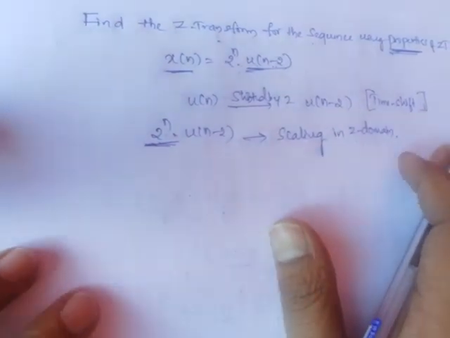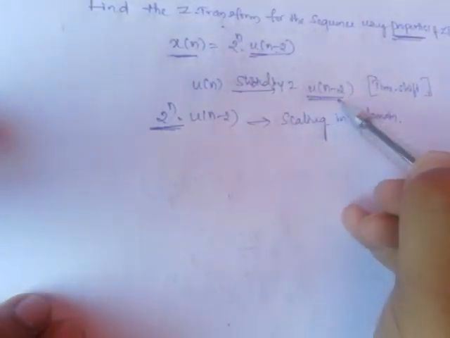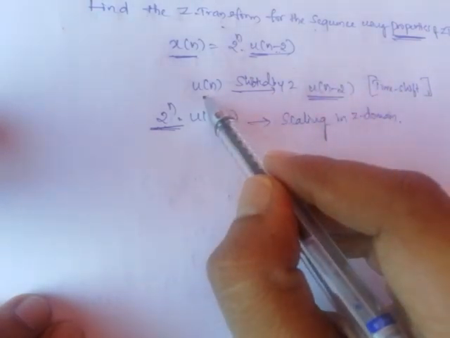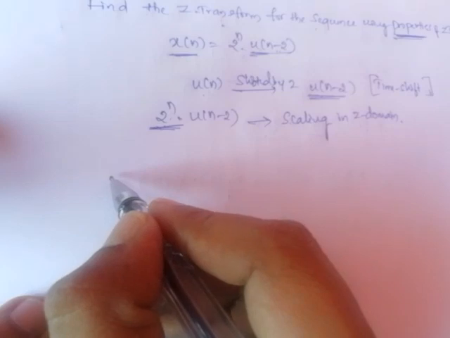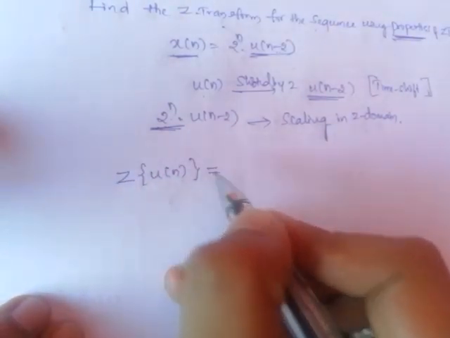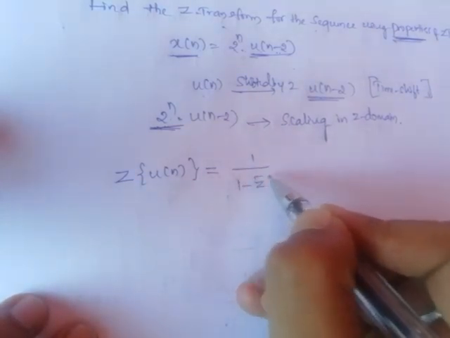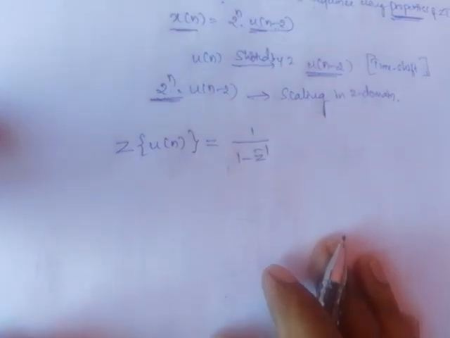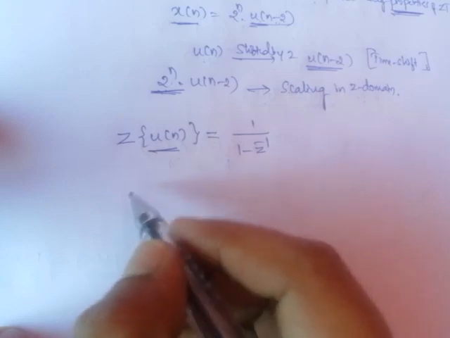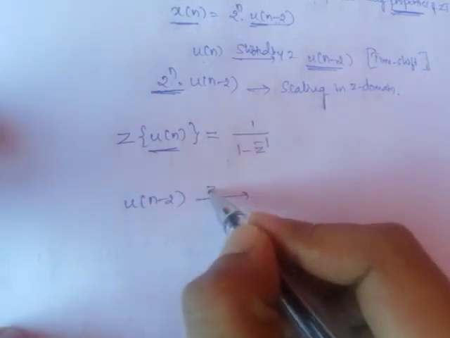So let us go step by step. First, in order to get u of n minus 2, we must know the ZT pair of u of n. As already discussed in the previous video, it is 1 divided by 1 minus z to the power minus 1. If I shift this step signal by 2, then it becomes u of n minus 2. So what will be the ZT pair?